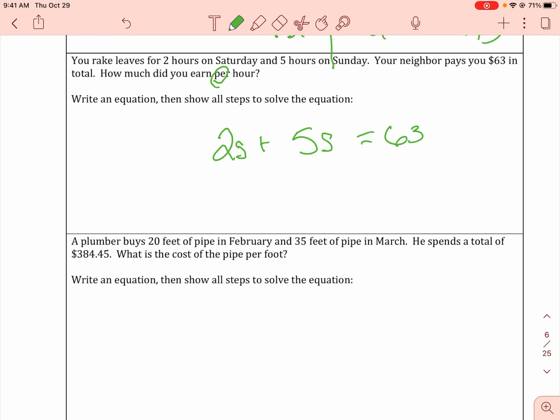Okay? So if you charge $15 an hour on Saturday, you made $30 because 2 times 15 is 30. Our hourly rate per hour is what we're trying to find. So I have like terms right here. So I raked a total of 7 hours times my salary, or how much I charge, equals 63. Divide each side by 7. You charge an hourly rate of $9. So it's $9 per hour is how much you charge to rake leaves.